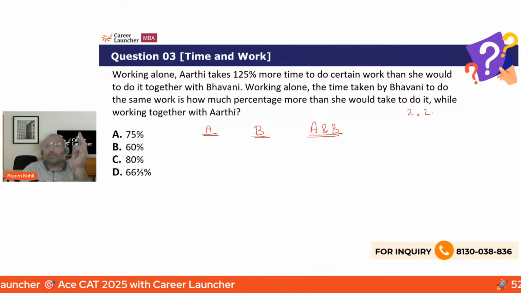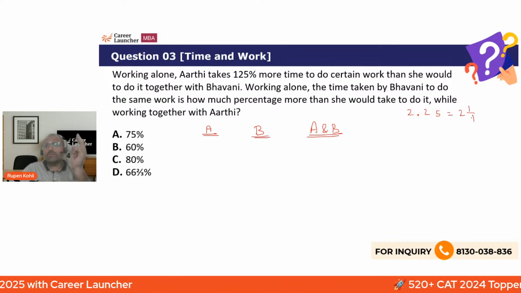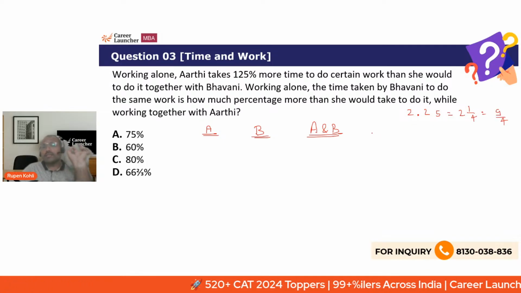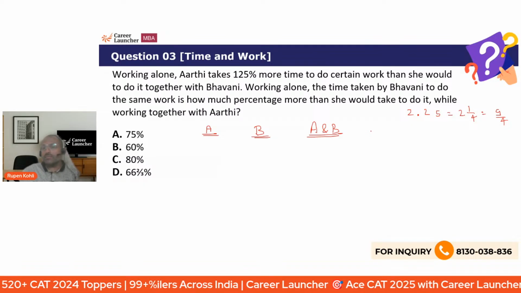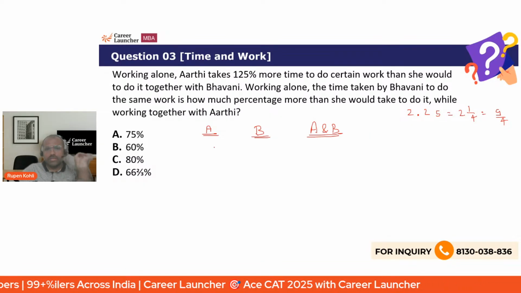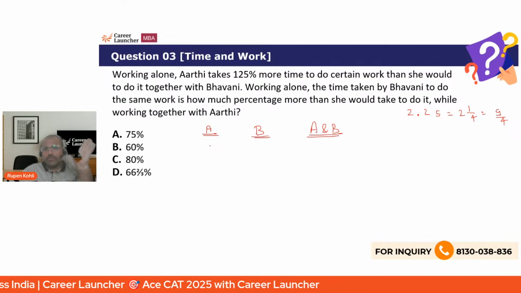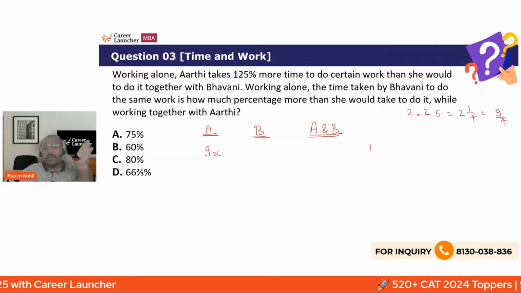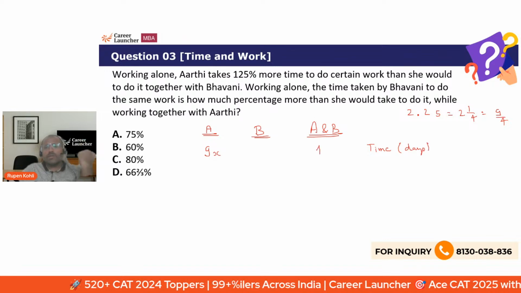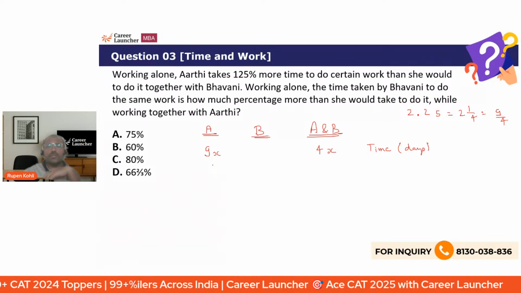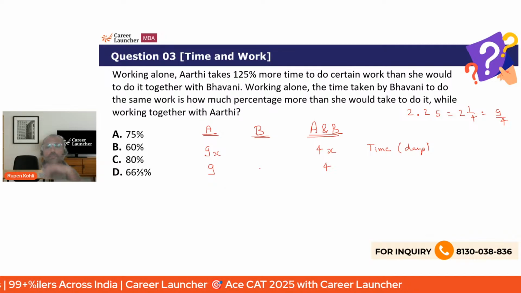2.25, or 2 and 1/4, is 9 by 4. So the ratio is 9 is to 4. I always like to simplify the ratio in the fraction or the integer form. I want to get rid of the decimals. So that's why 2.25 or 9 by 4. So I would say if 9x is the days taken by Aarti alone, right? Then Aarti and Bhavani together are taking 4x days. Or simply the ratio is 9 is to 4, right?